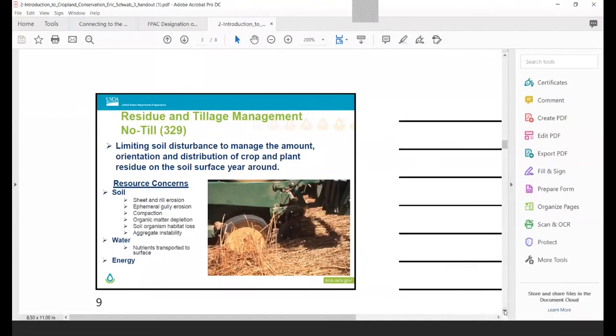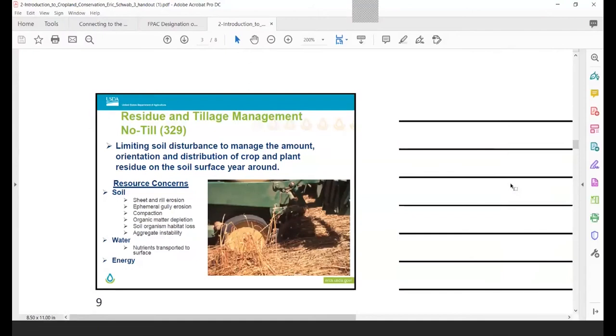So we plan this practice to address sheet and rill erosion, ephemeral gully erosion, compaction, organic matter depletion, soil organism habitat, and aggregate instability, in addition to nutrients transported to surface water and, of course, energy in terms of energy associated with tillage.